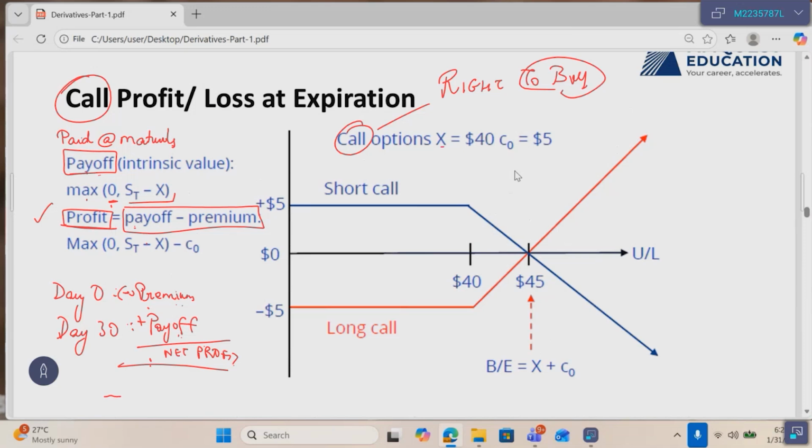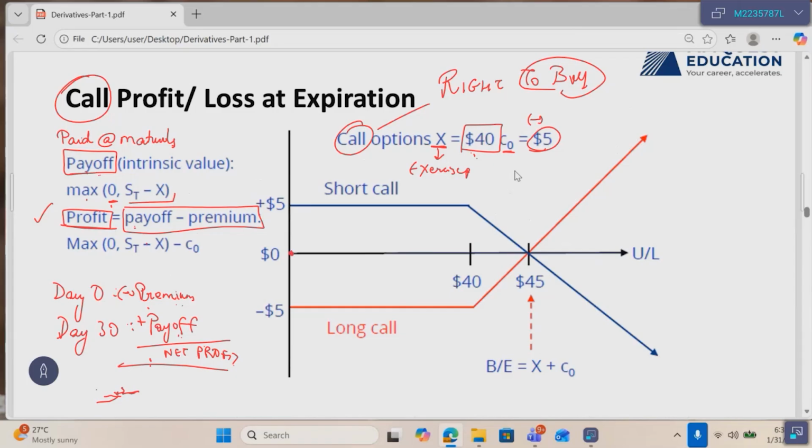Correct? Now what does X stand for? X stands for the exercise price. It means that I have the right to buy at 40. So I can exercise at 40. Correct? I'm paying a premium. C0 means the premium. I'm paying a cost of $5. Clear? Now, if I have the right to buy at 40, that means obviously till it becomes 40, I'll do nothing because it's an option. But when it becomes 40, I'll start exercising my right. Correct?